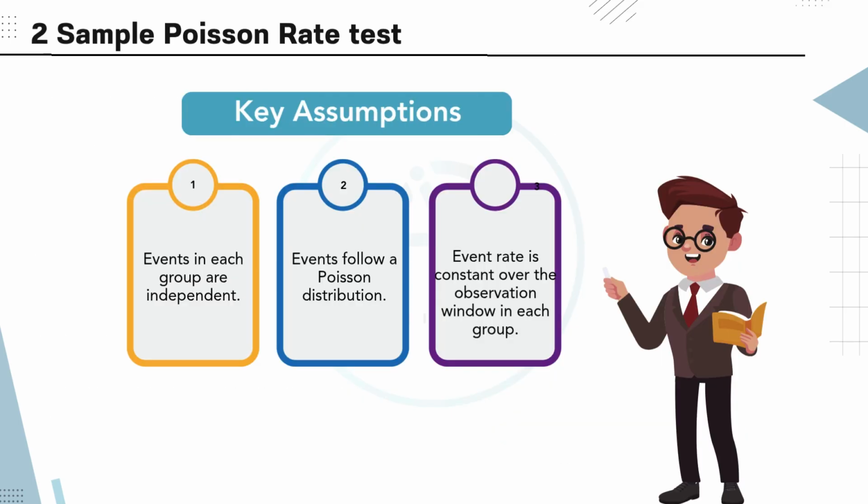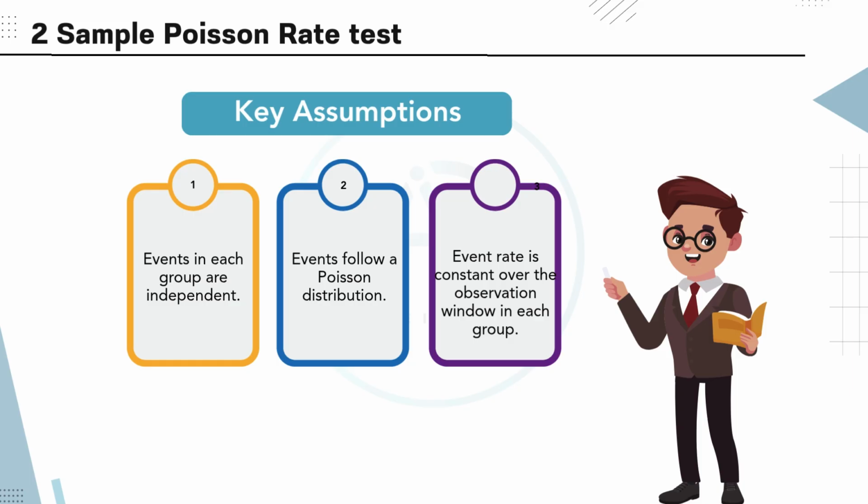Two-sample Poisson rate test. Key assumptions. In this slide, we cover the key assumptions that must be met for the two-sample Poisson rate test to be valid and meaningful. Let's break these down. 1. Events in each group are independent.